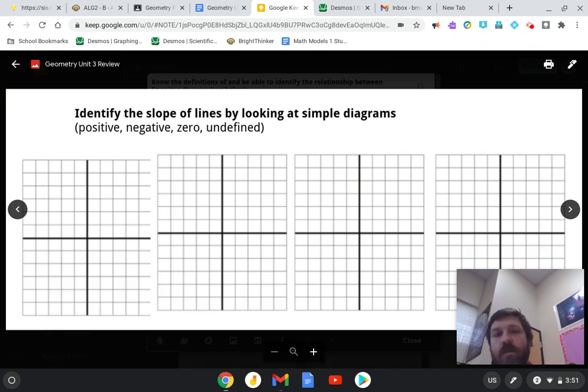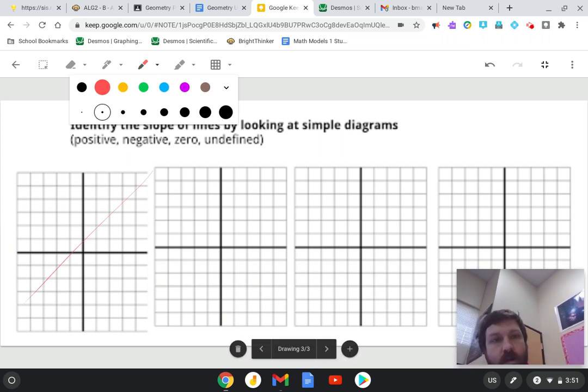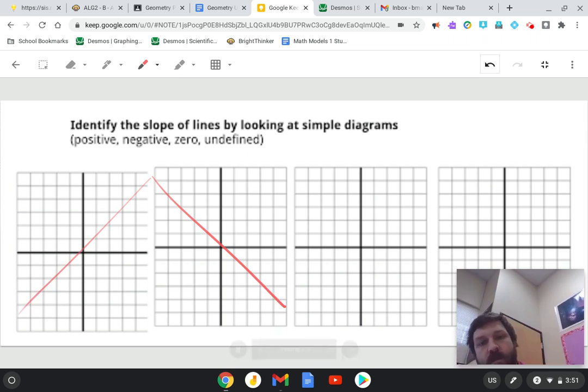Next thing is really, really basic. You need to be able to determine positive, negative, 0, and undefined lines just by looking at simple diagrams. This is not calculating the slope. This is as basic as this. Positive looks like that. Make a thicker line here. Positive, negative, 0, undefined.